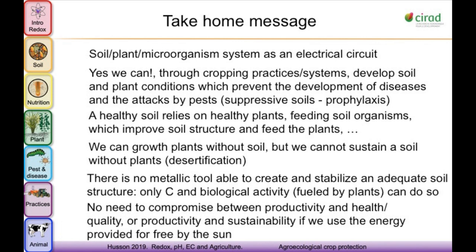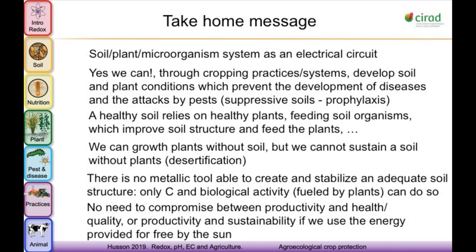We cannot grow plants without soil, but we can grow plants without soil. The quality is not excellent, but we know how to do it. But there's no way we can sustain a soil without plants. This is quite often the opposite. So in fact, we need to have the plants feeding the soil more than the soil feeding the plants. There's no metallic tool able to create and stabilize the soil structure.